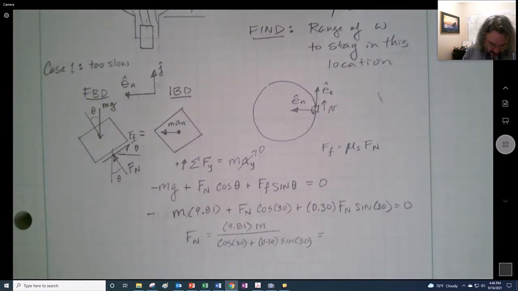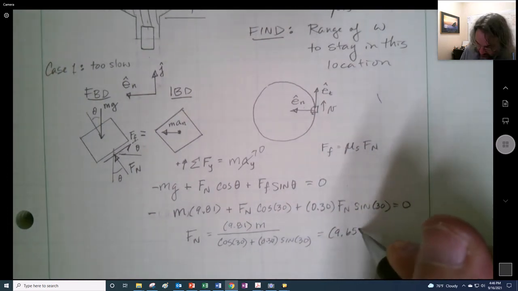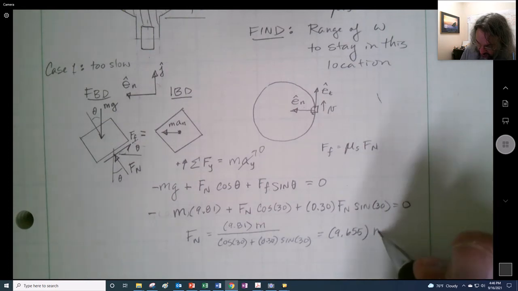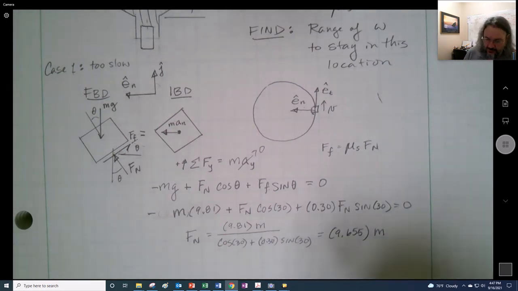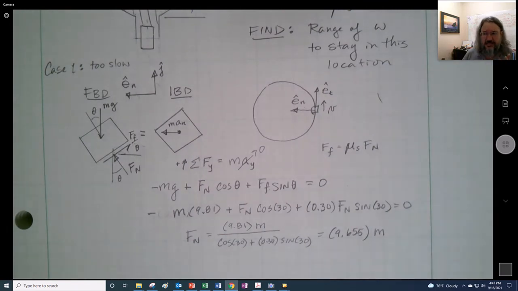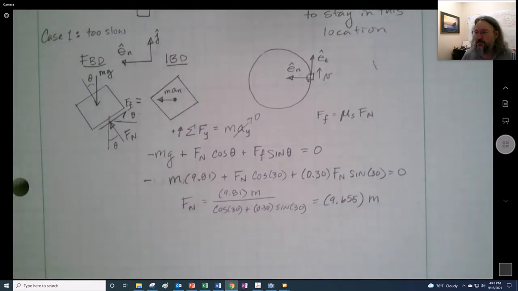So let's go ahead and work that out. 9.81, and take the cosine of 30 and the sine of 30, multiply that by 0.3, then add it, and then divide it. And so we get 9.655 m. Now we could have gotten the actual value, and that might have helped us. But I think this just demonstrates something that comes up a lot, which is a little counterintuitive. Sometimes if the mass doesn't matter, we think that the larger the mass, the more it would stick to the surface or something. Well, we'll see that it doesn't matter.